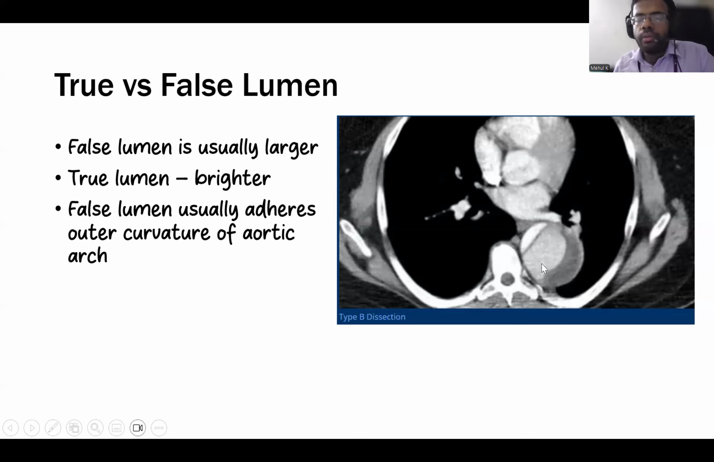So more towards the outer side of the aortic arch, you are likely to find the false lumen rather than the true lumen. So generally, it is based on the combination of all of these findings that you say whether one is the false lumen or one is a true lumen. And for us, basically, we are not very interested in this. We are just interested in whether there's an aortic dissection or not.